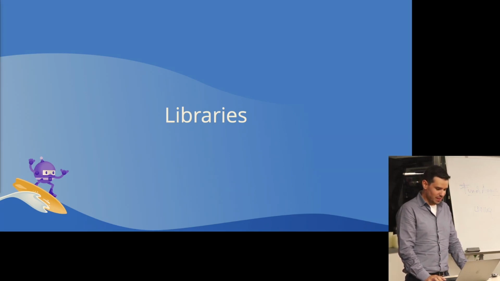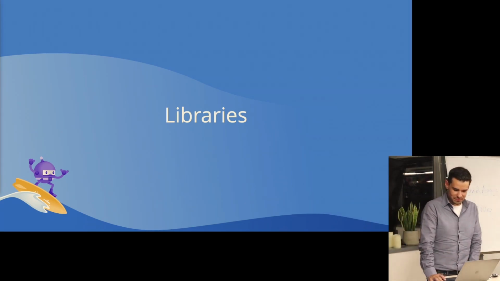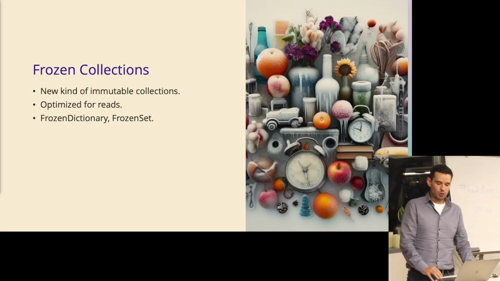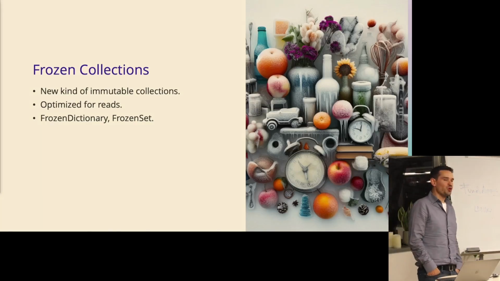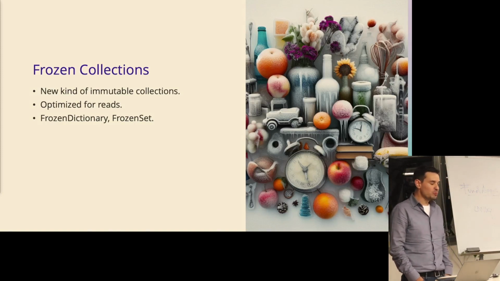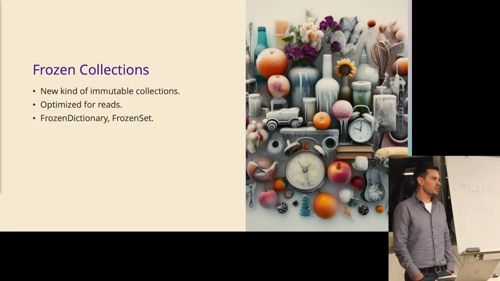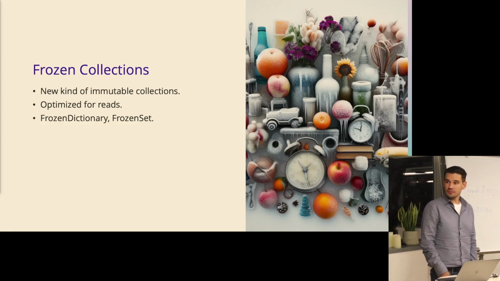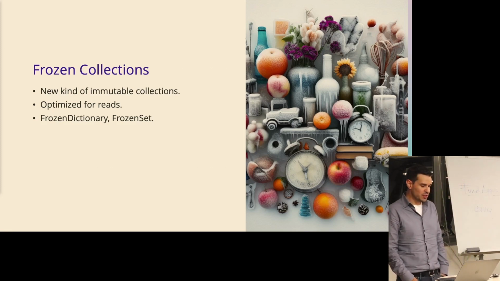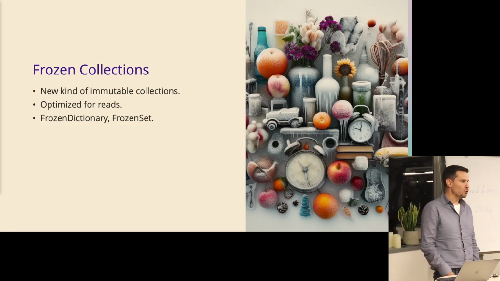All right. So let's talk about libraries then. I'm going to start with frozen collections. Frozen collections are a new kind of immutable collections that are being shipped in .NET 8. They are data structures that have been optimized for reads. There are currently two types of these available: frozen dictionary and frozen set.